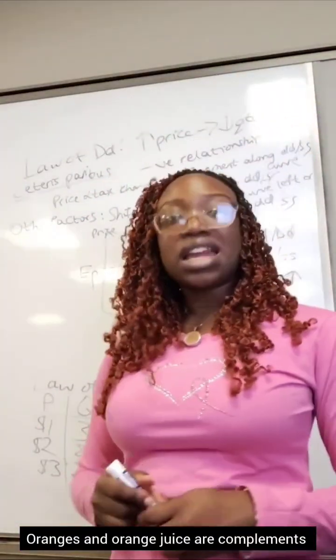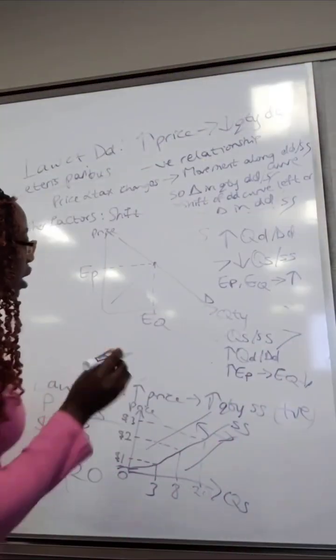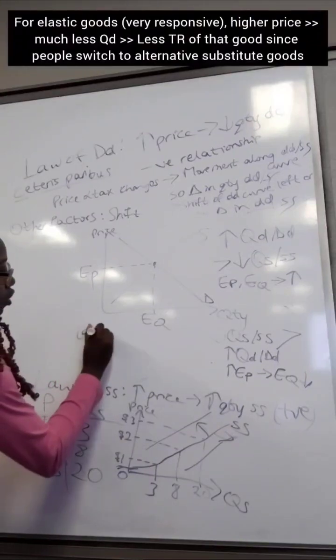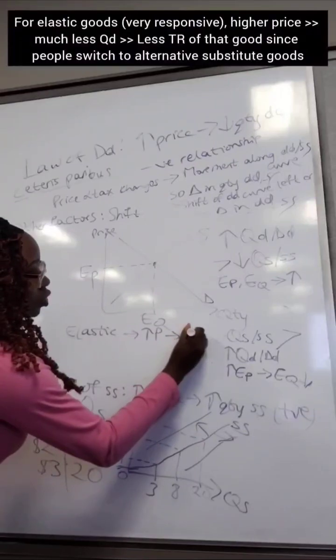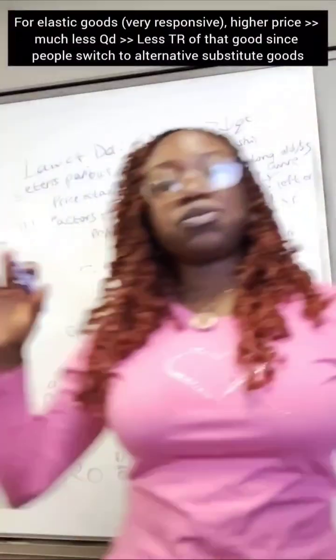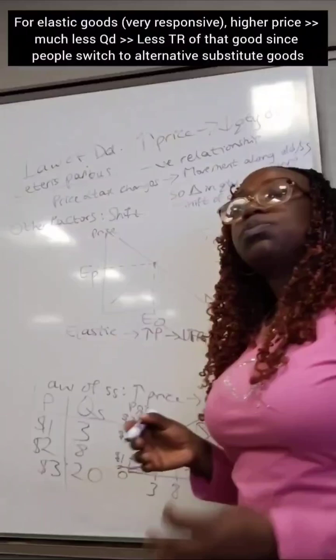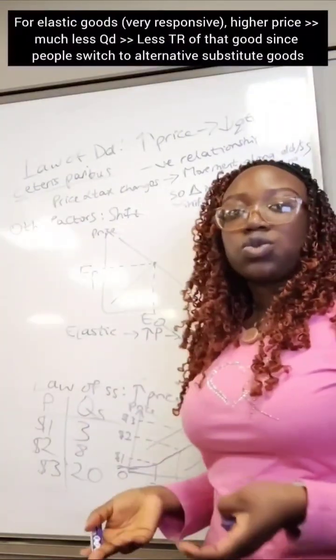Okay, so for elastic goods, I want you to pay attention to this. For elastic goods, the higher the price, the lower the revenue. So remember I did that example of the table of price and quantity. Total revenue is simply multiplying your price times the quantity you sold at that price.